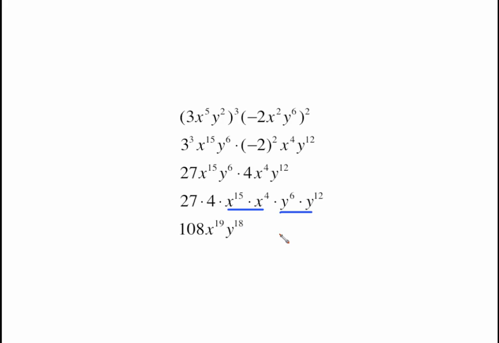So those are some problems that show you both rules being worked together. You have to do the power rule first before you come down and do any multiplication rule.